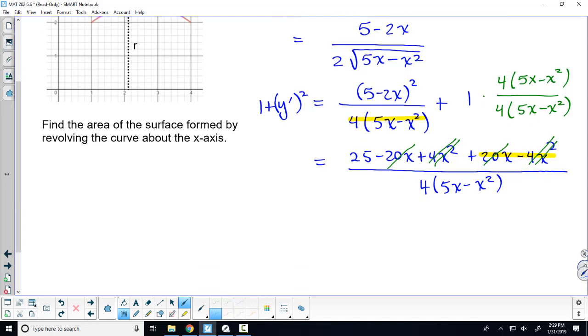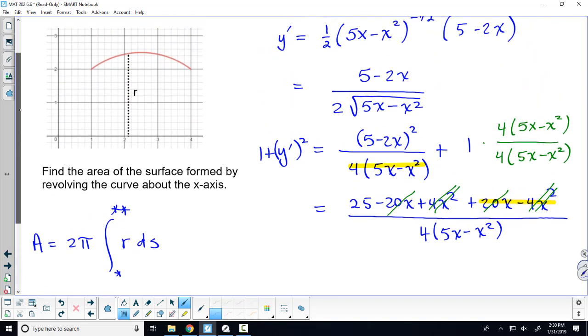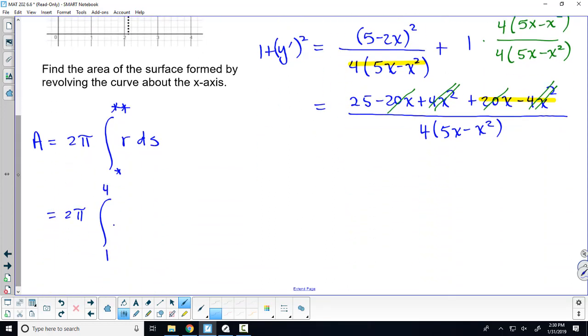So our integral, our surface area, 2 pi r ds, is going to be 2 pi integral. We said we're going 1 to 4, so 1 to 4, and then that function is going to be the radius. So there's the radius. And then we have to multiply it by the square root of 1 plus y prime squared. So the square root of this.